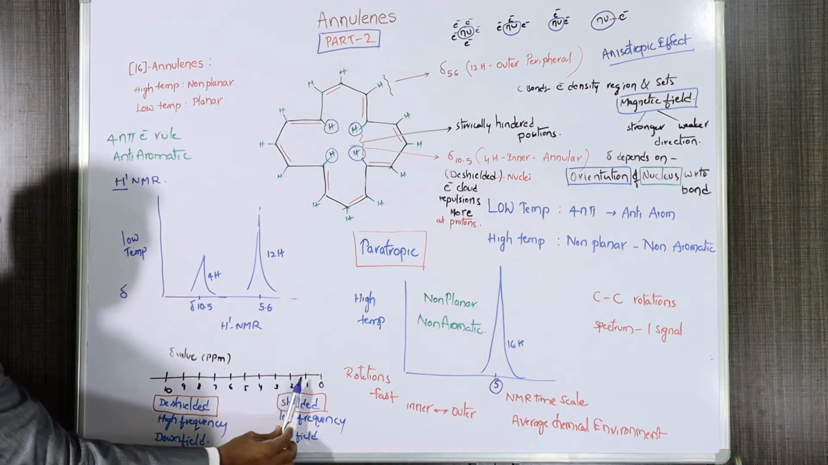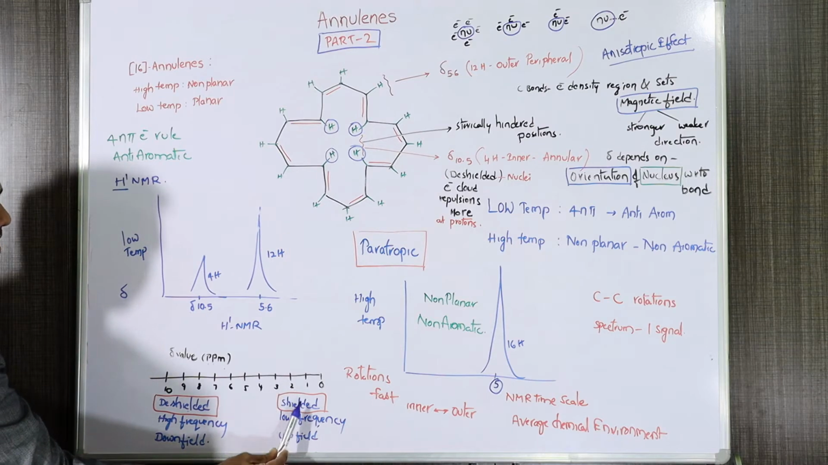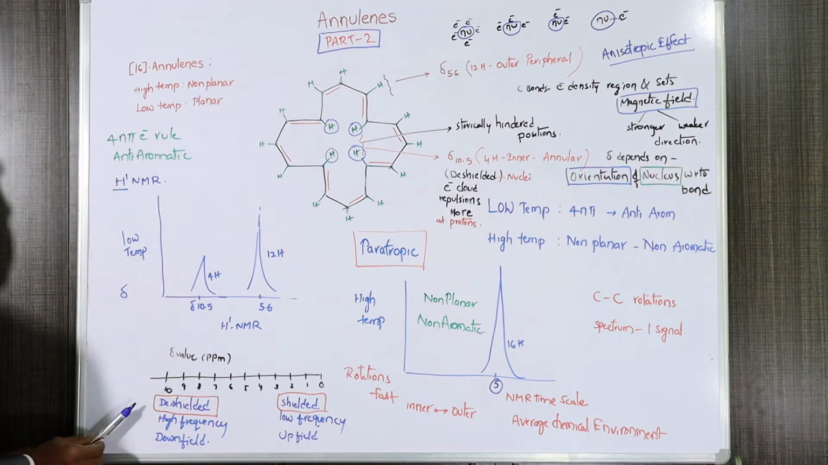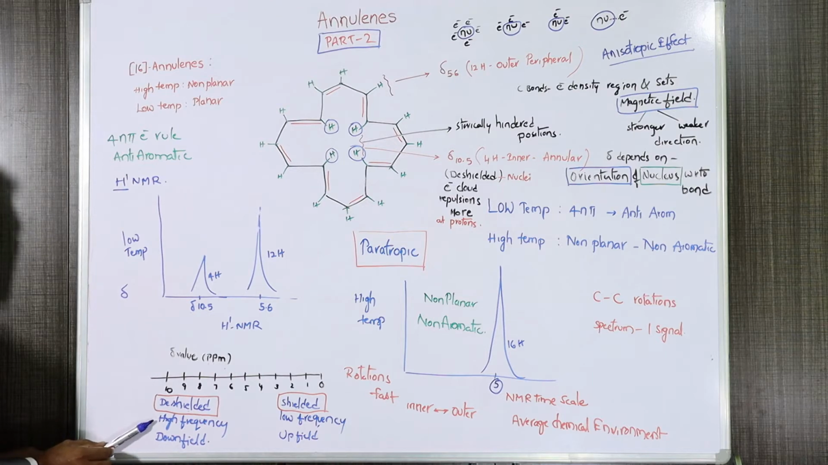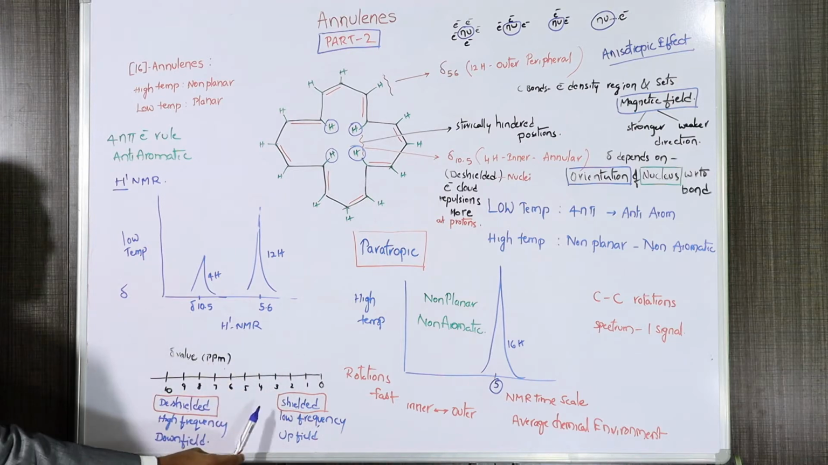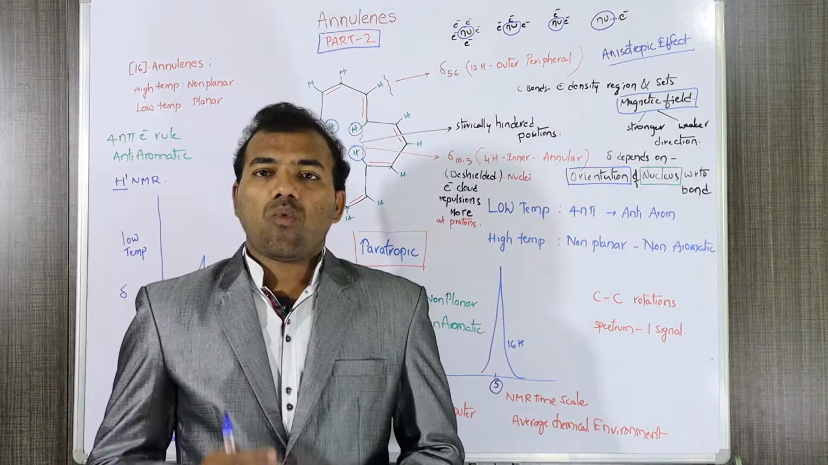If the chemical shift values are below 5, then we call them shielded nuclei. They represent low frequency values and we say it is upfield. Next, if the chemical shift values are above 5, then we say the nuclei are deshielded. These are high frequency values and it is downfield. So don't forget this scale. From 0 to almost 5 it is shielded, and from 5 up to 10 it is deshielded.